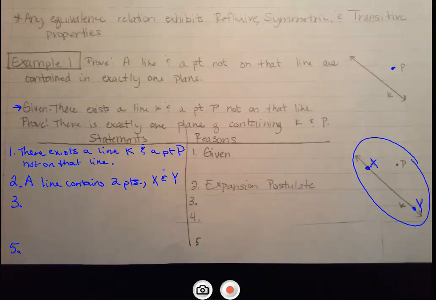Okay. Where can we go from here, do you think? Another postulate. Maybe another postulate. So now I've got 2 points on my line and a third point. Does that help me with anything? A plane? A plane? Okay, what do we know about X and Y? We have to have 3 non-collinear points in a plane. Yes! So X, Y, and P are non-collinear.